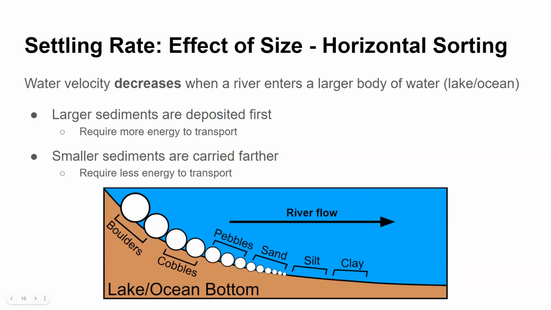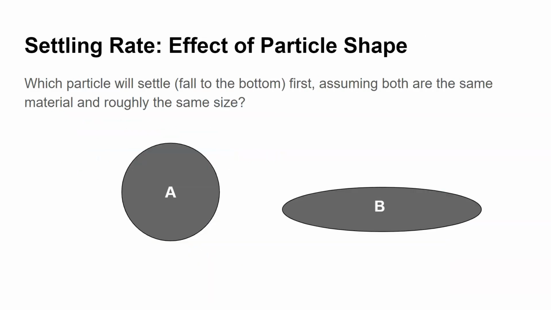And if we're assuming we are carrying boulders, cobbles, pebbles, sand, silt, and clay-sized particles, the boulders will be deposited closest to the mouth of the stream where it enters the larger body of water, followed by the cobbles, pebbles, sand, silt, and clay.